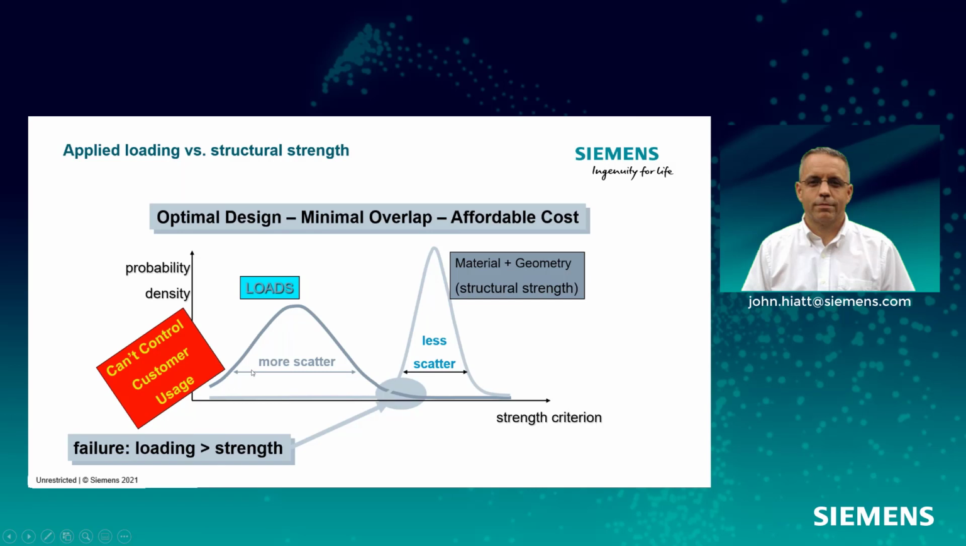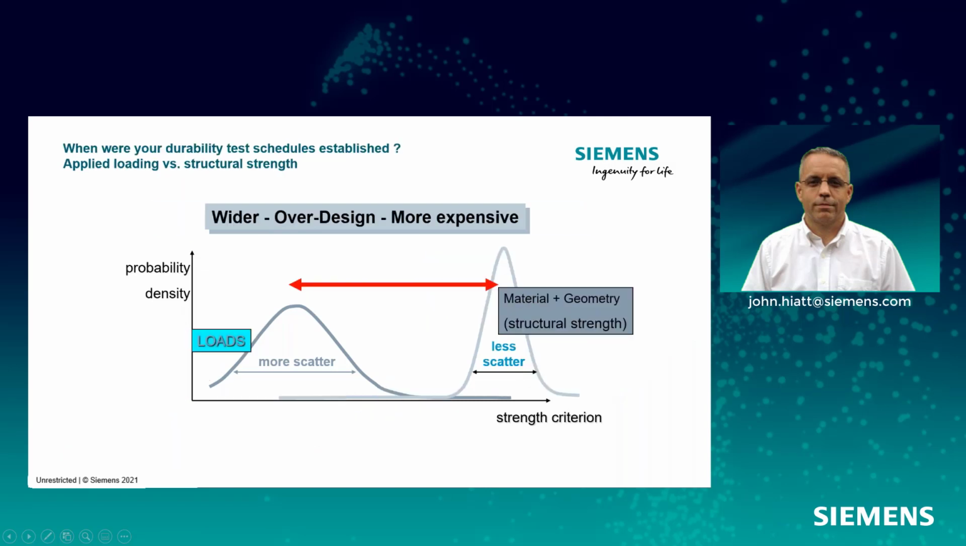Typically there's more variability. In most cases, there's not a print for the loads, where there is a print and material specifications for the material, and also for geometry. So most of our variation comes from our loads. Manufacturing tolerances, well, they should be able to be controlled. They should have your processes in control.